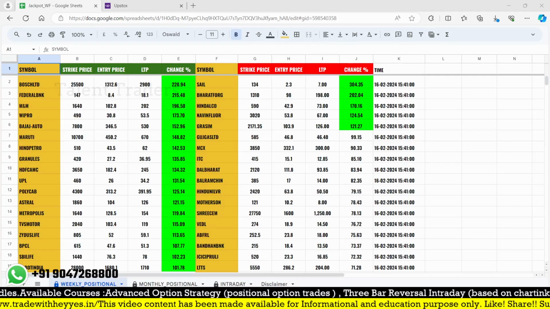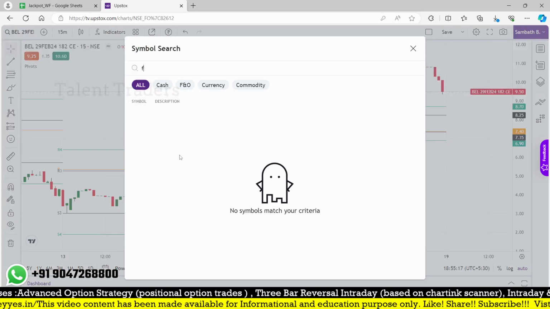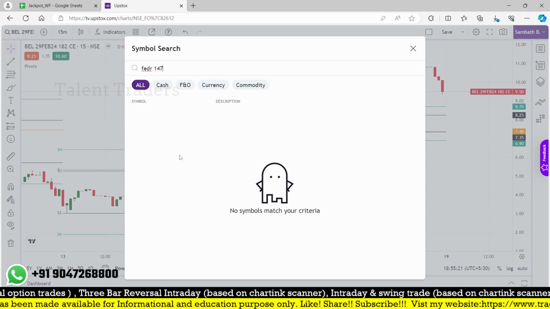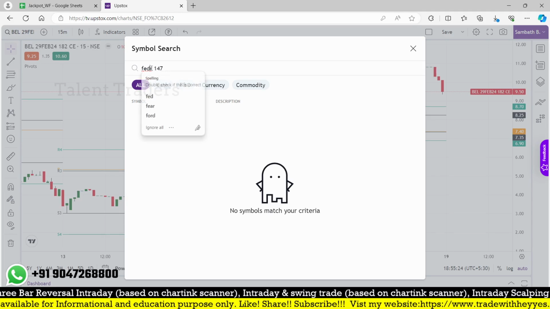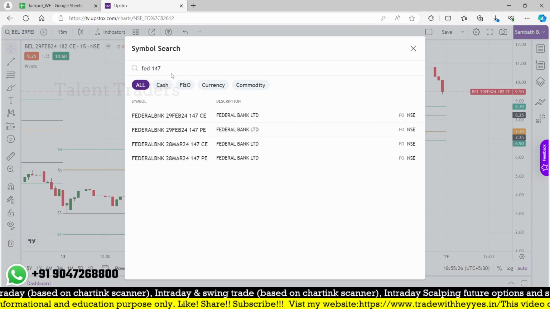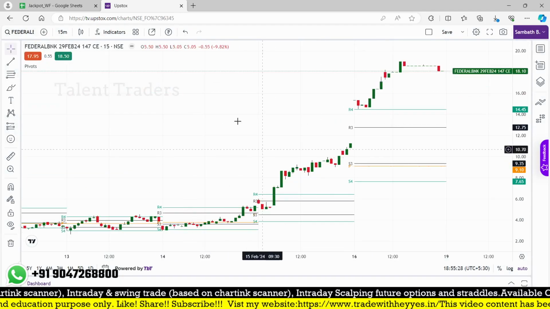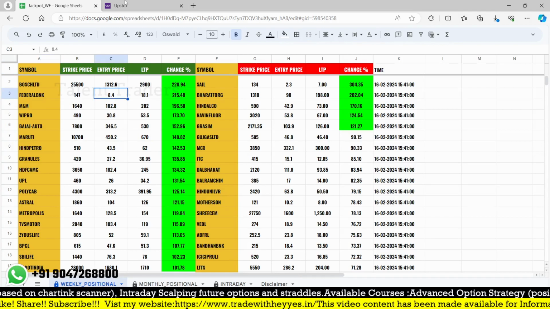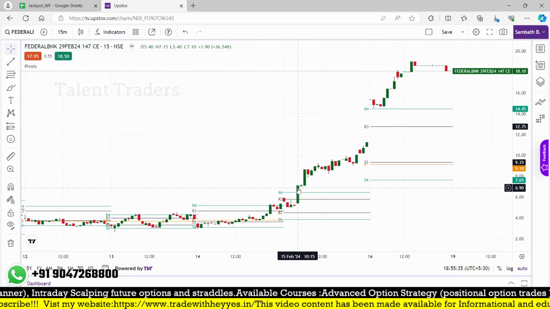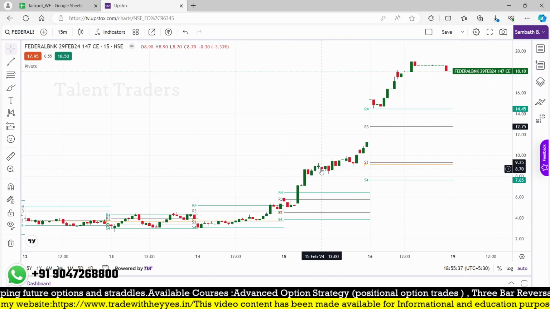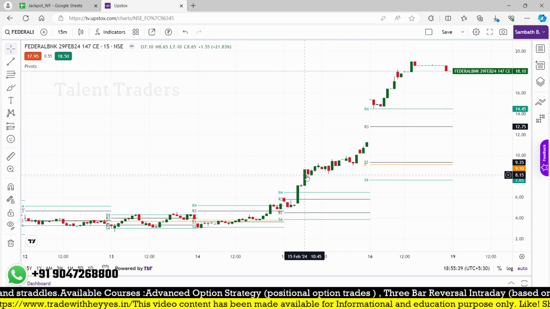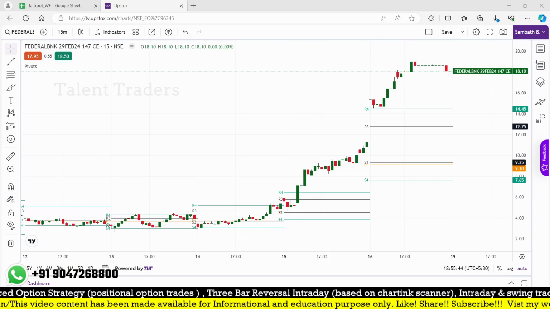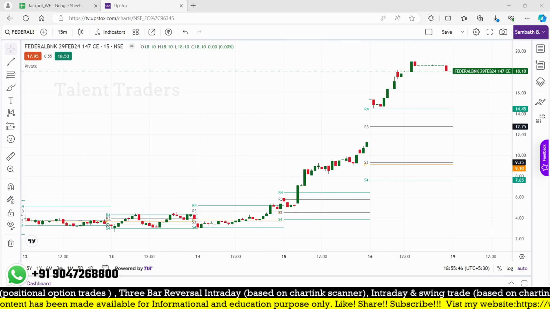For example, Federal Bank 147. I'm going to open Federal Bank 147, the call option. When is our entry point? The entry point is around 8.4. When did we get that 8.4? At this point, 8.4 at 10:45 on 15th February. This weekly sheet is valid for last week, 12 to 16.